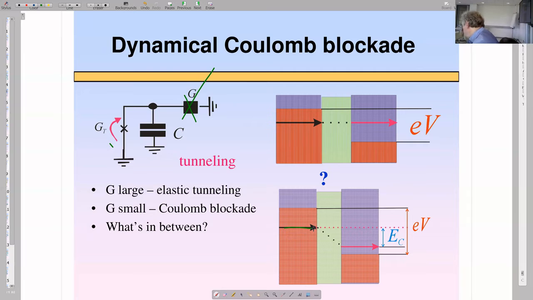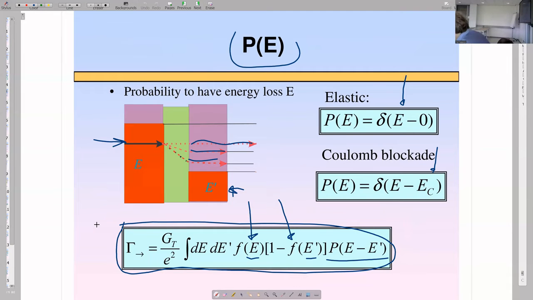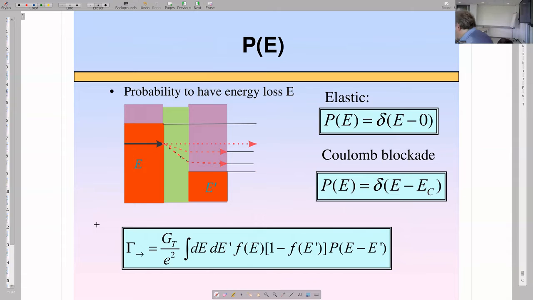Good. So today we will investigate what is in between. Suppose G is not very large, not very small. What happens with the tunneling? Somehow we should connect these two opposite cases. Let me give you a sort of answer, a rather general answer.